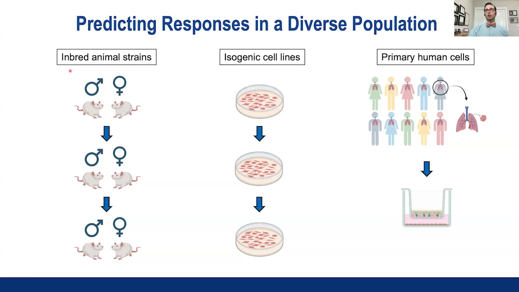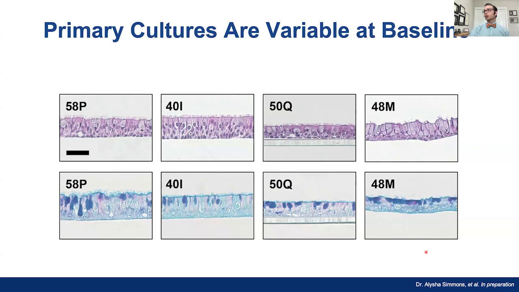And so this is pretty challenging with inbred animal strains or isogenic cell lines, which have minimal genetic variability and likely even less epigenetic variability. But when we get primary cells, we can get them from a diverse human population. And thus, there's a potential for those cultures to represent that diverse population in our toxicity testing. And so we did this with donor-matched co-cultures with bronchial epithelial cells and fibroblasts that were derived from 14 individual donors. All these donors are being treated individually. We're not pooling them here.